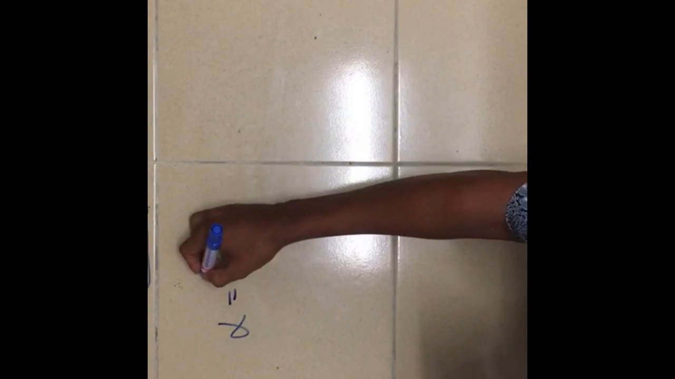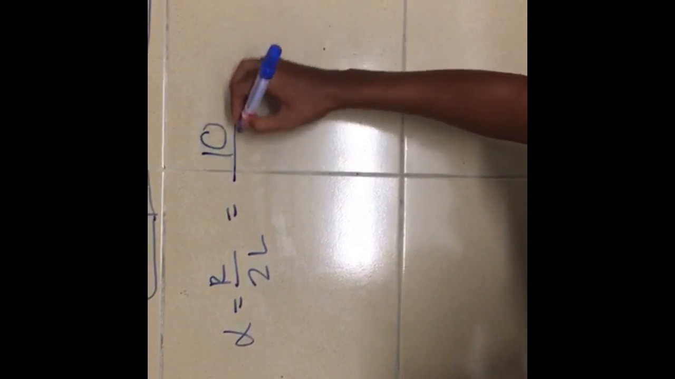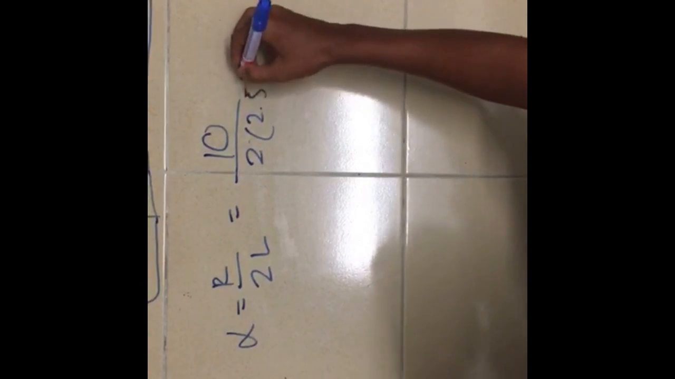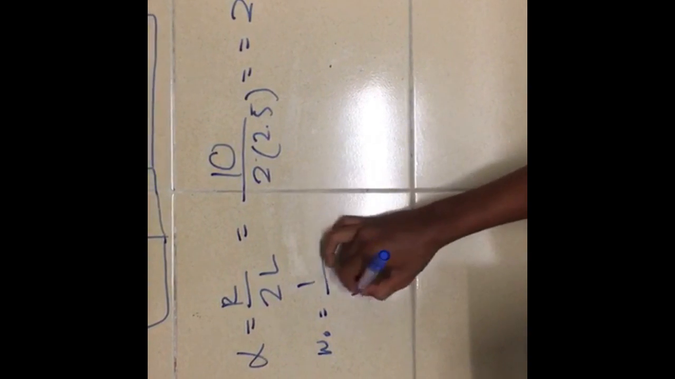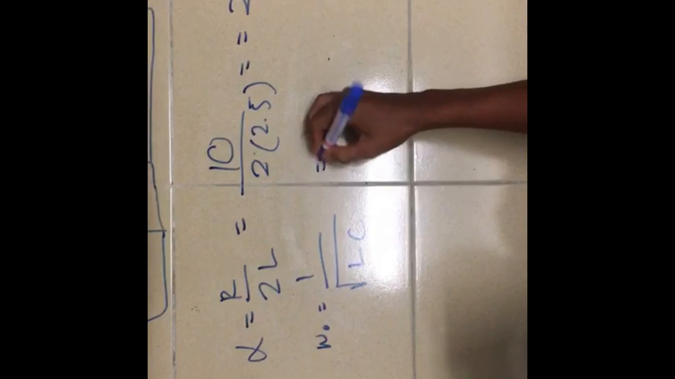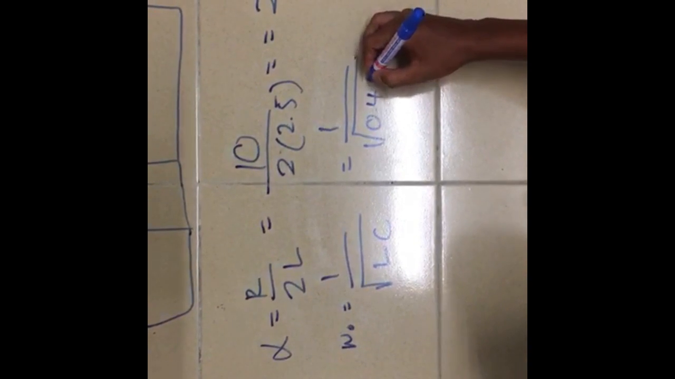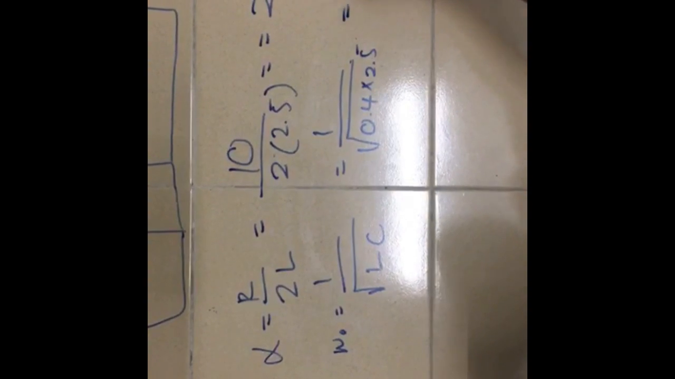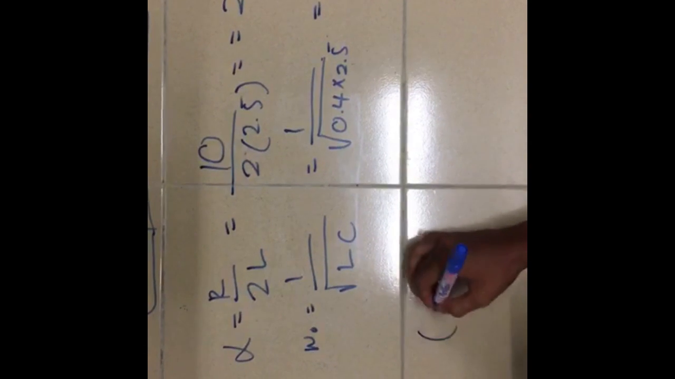Okay, next we find the value of alpha and omega and determine what state it is. To find alpha, we use this formula and substitute the values, and use the calculator to find the value. We got 2 for alpha. And for omega, we use this formula, 1 over square root of LC, and substitute the values, 0.4 times 2.5, and we got 1. So in this state we can determine the state is overdamped.